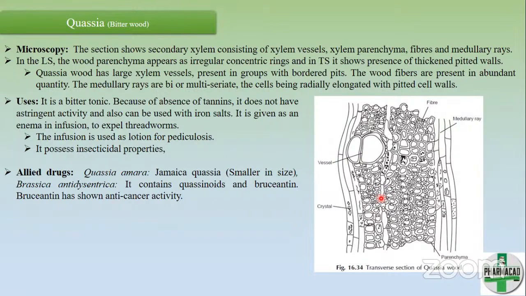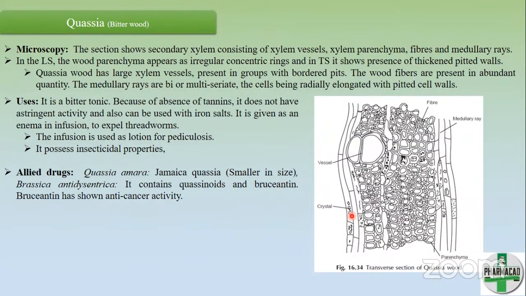Okay, so its TLS and RLS will look different in different sections. Sometimes fibers appear long and elongated, but sometimes they appear only round, depending on what type of section you have taken, and how nicely and how thin you have taken that section. So mainly it is used in expulsion of thread worms, meaning it is anthelmintic. The infusion is also used as a lotion in pediculosis, and it possesses insecticidal properties.